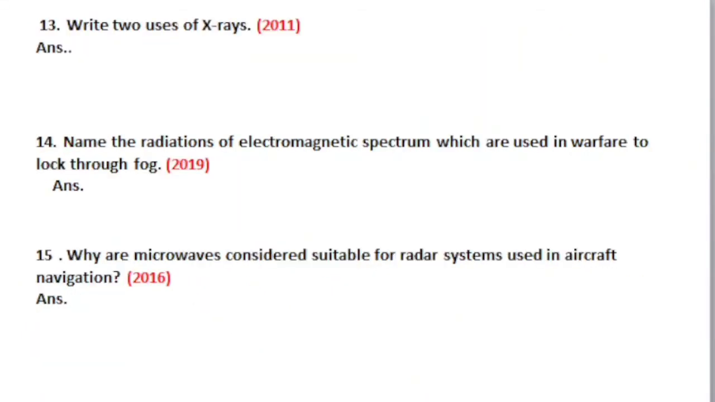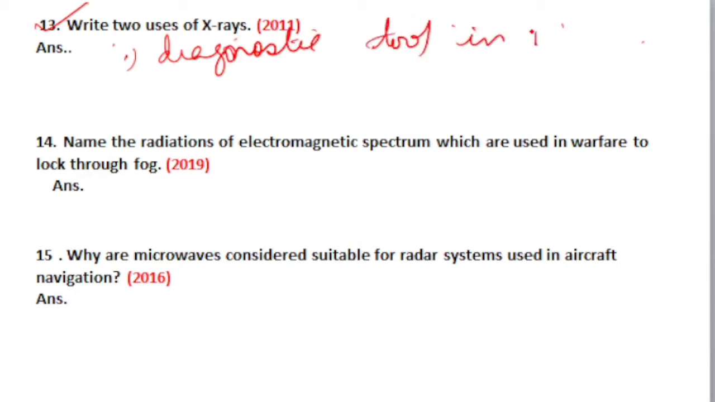Next, question number 13. Question is, write two uses of X-rays. X-rays have shorter wavelength, very high frequency and also high energy. So, first use of X-rays is it is used as a diagnostic tool in medicine. What is the second use? Yes, it is used in the treatment of certain forms of cancer. These are two uses of X-rays. Now next, question number 14.